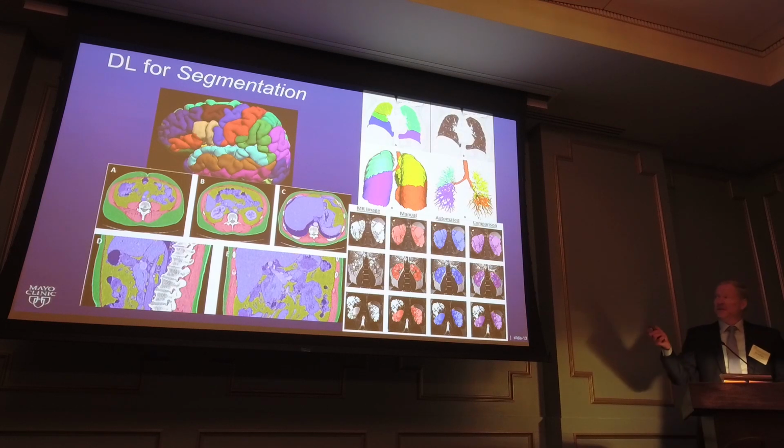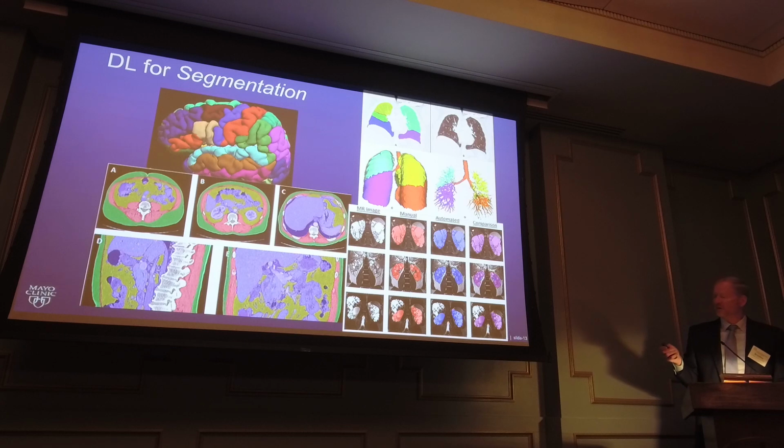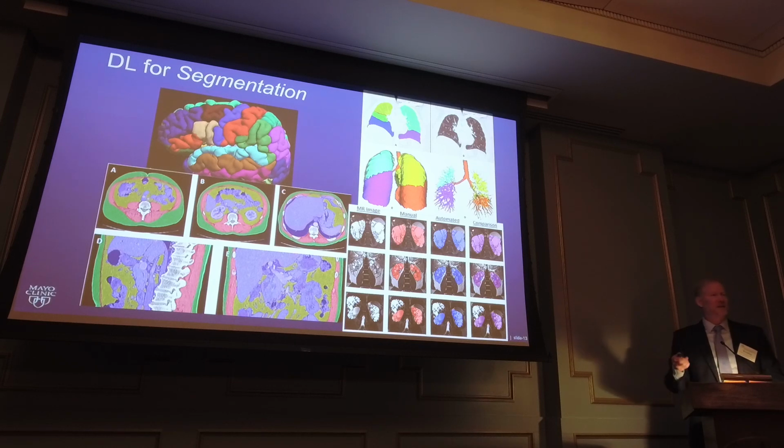Segmentation. So again, segmentation is just saying what pixels belong to the various structures. So it could be either labeling the gyri on the brain, separating out the lobes of a lung. It could be identifying the organs in the abdomen. One of the early things we did is for polycystic kidney disease, now that tolvaptan is considered a treatment for a specific segment of patients, knowing kidney volumes is important.